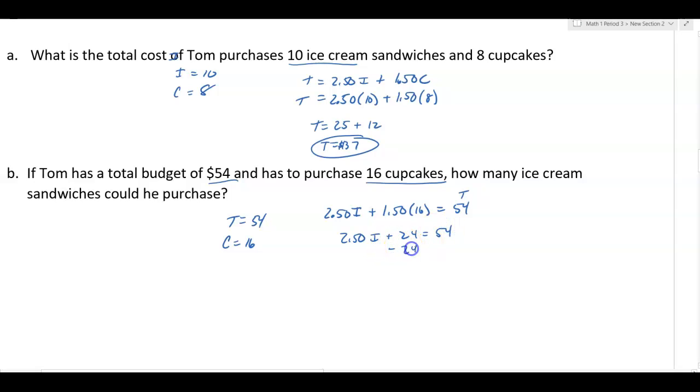Now I can subtract to solve for I. Subtract 24, 2.50I equals 30. And when I divide by 2.5, right? You get I is equal to 12.